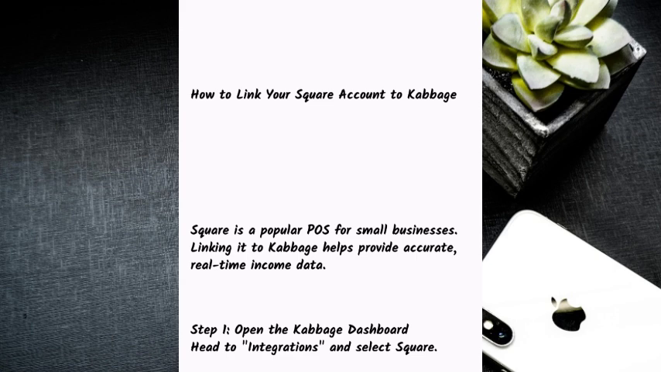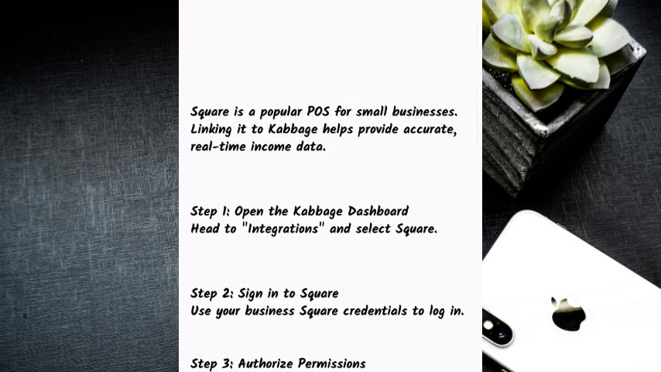Today I'm going to show you how to link your Square account to Kabbage. Now, Square is a popular POS for small businesses. Linking it to Kabbage will help to provide accurate real-time income data. So here's how to do it. Step 1, open the Kabbage dashboard. Now you want to go to kabbage.com and log into your account, and then head to integrations and select Square.